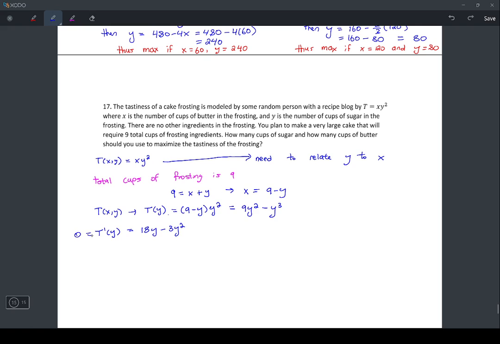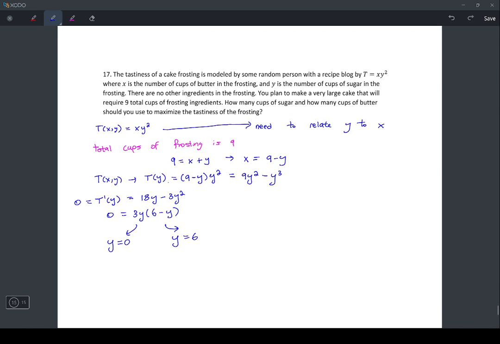We're going to set the derivative to 0. So 0 is equal to, on a common factor of 3 and a y out, we'll have 3y times (6 minus y). And this gives us 2 solutions. One solution is y is equal to 0. The other solution is y is equal to 6.